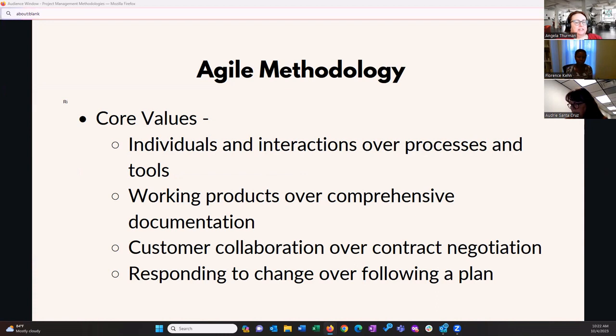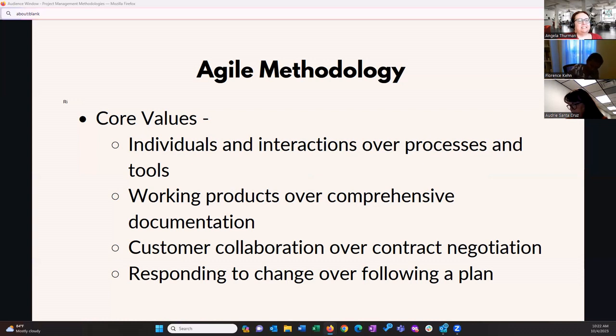Customer collaboration over contract negotiation. Agile actually brings in the customer and involves them in the evolution of the project and the product that is being developed. And then finally, agile values responding to change over following a plan.